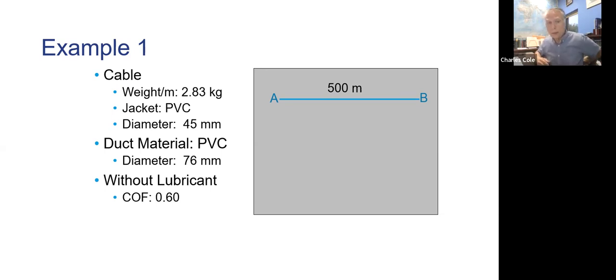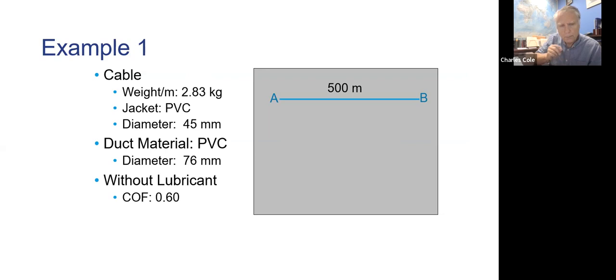The jacket material is also important. It's PVC, and the cable outer diameter is 45 millimeters. Then we also take a look at the duct. Duct is PVC and the diameter is 76. So we can do some calculations as to whether or not there might be a jamming probability, and that's estimated by comparing the diameter of the cable with the inner diameter of the duct. And in this case, we're not using lubricant.